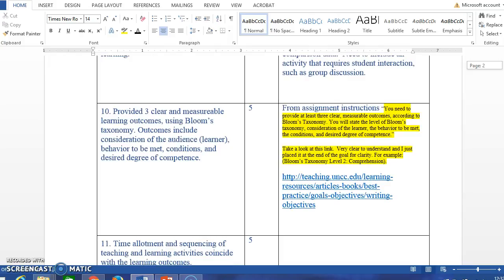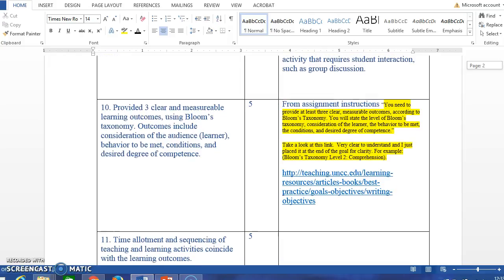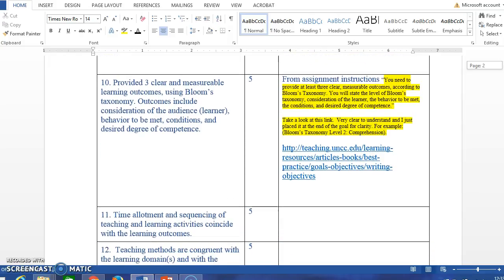or in person. I did notice this when I was looking back over the rubric, that they do want us to provide a clear, measurable learning outcome, and they want us to put Bloom's level for the taxonomy, consideration of the learner behavior met, and the conditions and desired degree of competence. And if you take a look at this link below, it's very clear to understand. I just placed it at the end of the goal just for clarity.